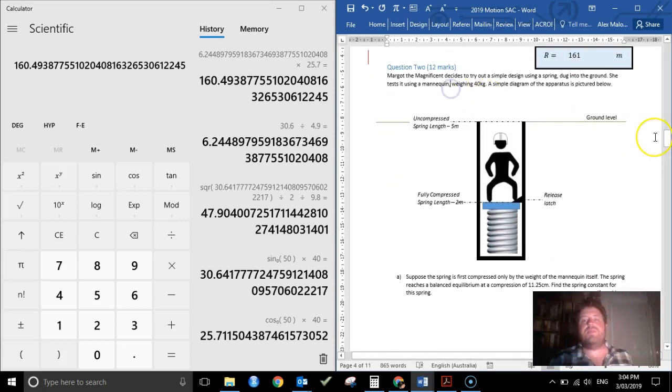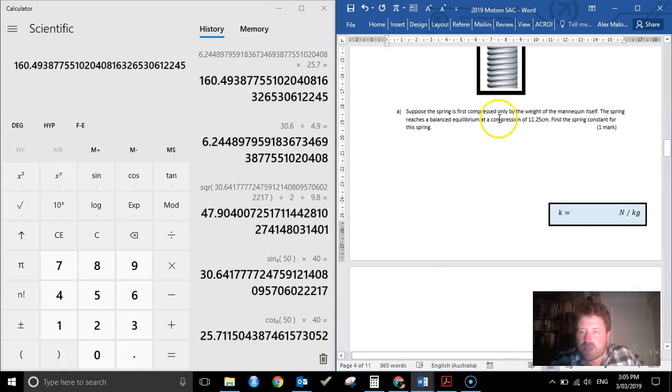Alright, question 2. We've got Margot the Magnificent. She's trying out a simple design using a spring dug into the ground. She tests it using a mannequin that weighs 40 kilos. We've got a diagram here. It looks like the spring would be 5 meters long, but they've compressed it downwards and now it's only 2 meters long, so we've got a delta x of 3 meters. She's standing there, the ground level's there. They're going to release the line, and that's going to throw her upwards.